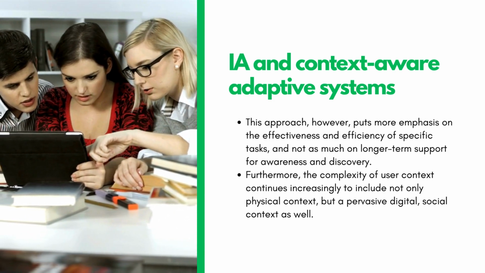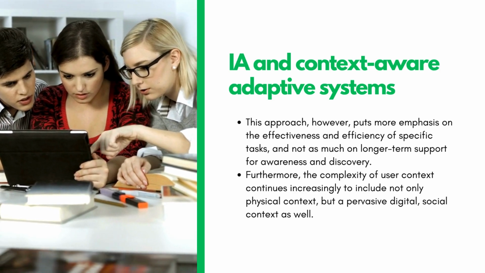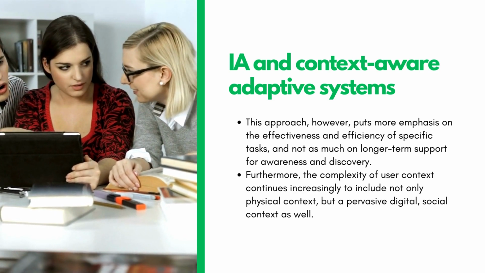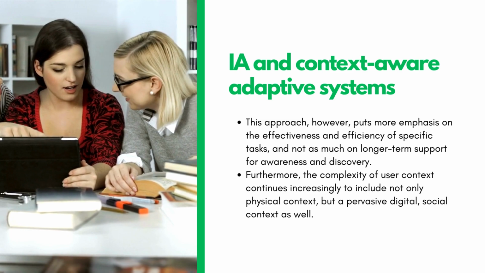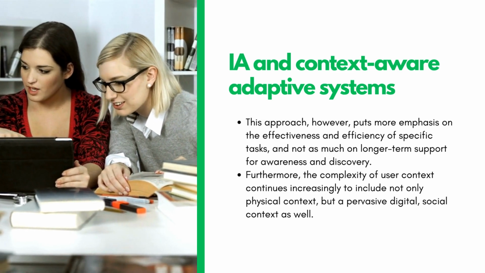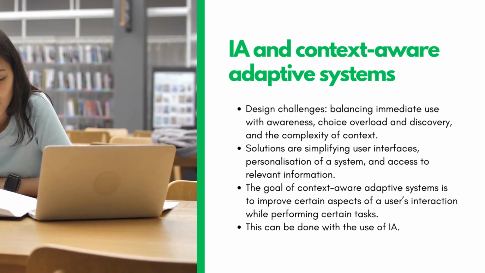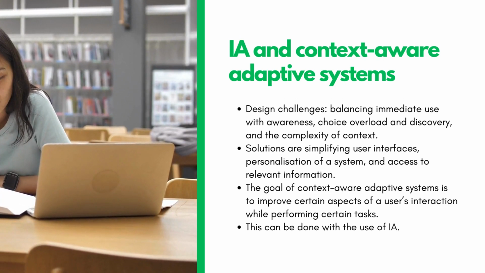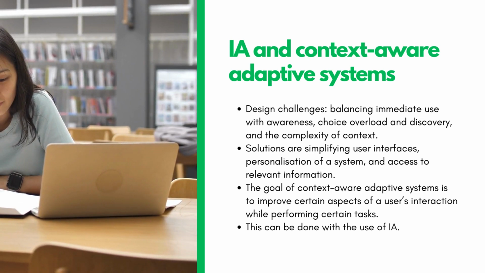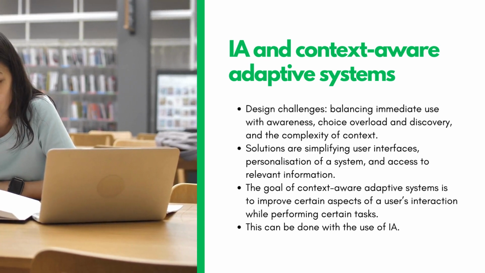Furthermore, the complexity of user context continues increasingly to include not only physical context, but a pervasive digital, social context as well. This, then, introduces certain design challenges in information architecture. Balancing immediate use with awareness, choice overload and discovery, and the complexity of context.